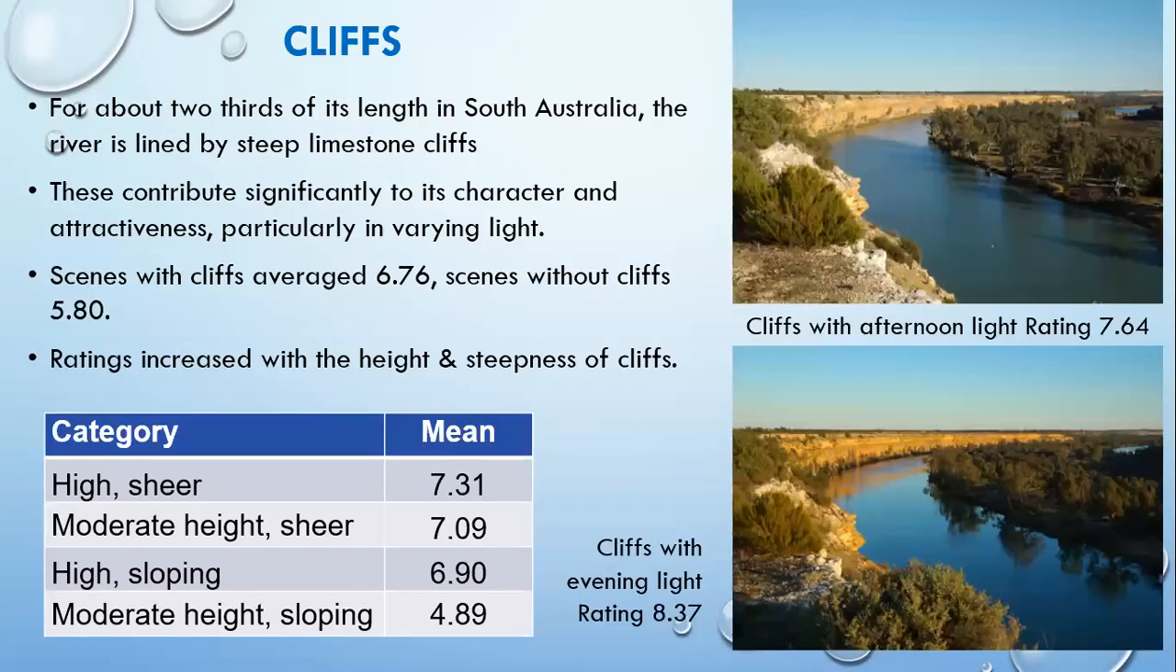Cliffs: much of the river is lined by cliffs, either steep, sheer cliffs or sloping. And I found that the high sheer cliffs rated much higher than the high sloping cliffs. So you can see the difference here between 7.3 for high sheer cliffs and 6.9 for sloping cliffs.